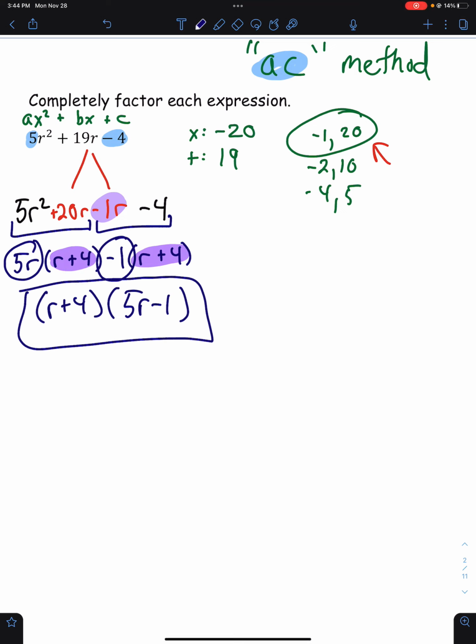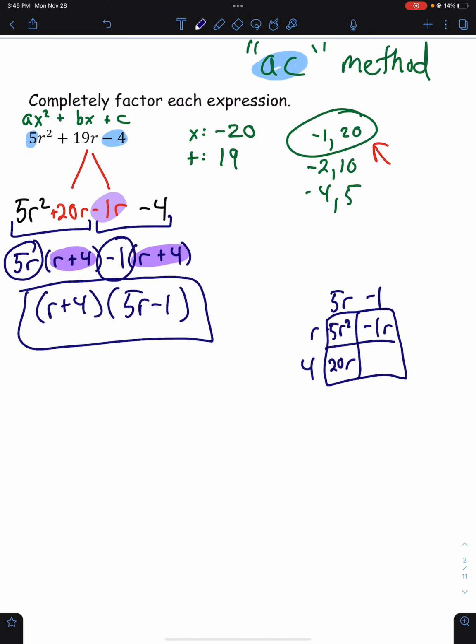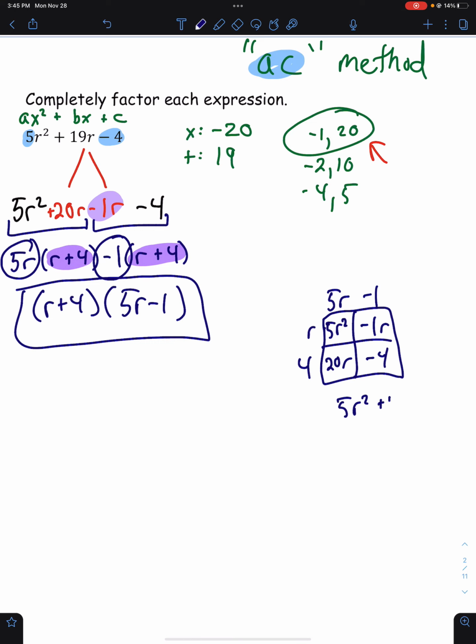If you wanted to check your answer, you could just multiply that again just to make sure. If you're unsure, say you're taking a test and you want to make sure you're correct, you could just multiply that out. And when you add them together, you should get 5r squared plus 19r minus 4, which is our original expression. So that's always a good way to check. That checks to make sure it's correct.